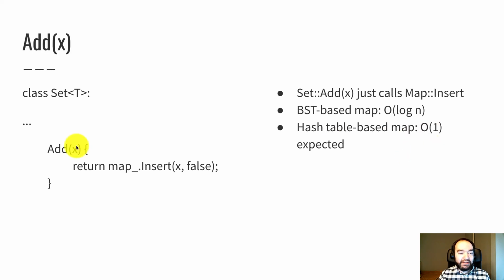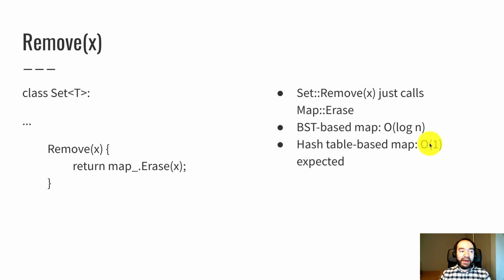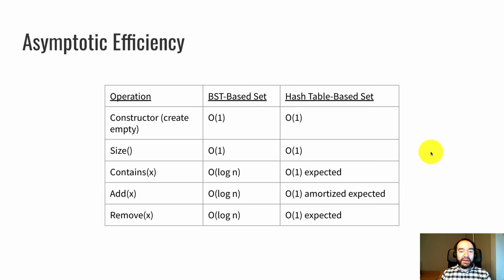To add an element to the set, we just call the map insert operation. We insert key x and then false. This is this kind of throwaway placeholder value. So we just call map insert, and that's logarithmic time with a binary search tree and constant expected time with a hash table. Finally, remove is the same idea. In order to remove from the set, we just remove from the map object that we have. And again, with a binary search tree, that's logarithmic time, and with a hash table, that's constant expected time.